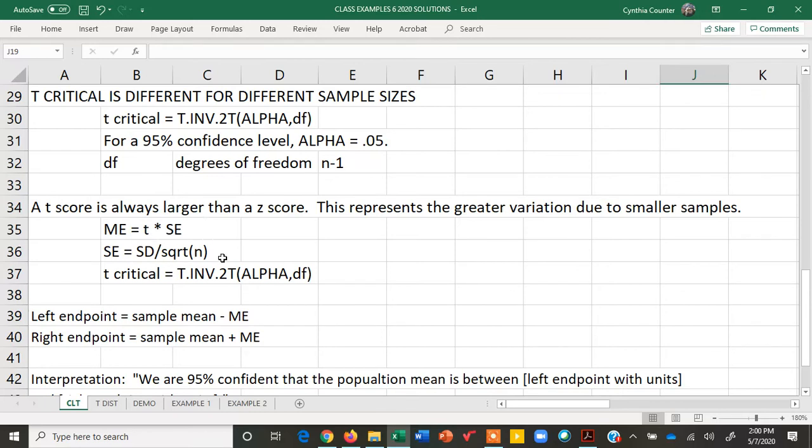The standard error I discussed is smaller than the standard deviation of the original population. It depends upon the sample size, so we divide the population standard deviation by the square root of the sample size. Of course, you're not going to know that when you're trying to estimate, so you estimate your standard error by using your sample standard deviation.